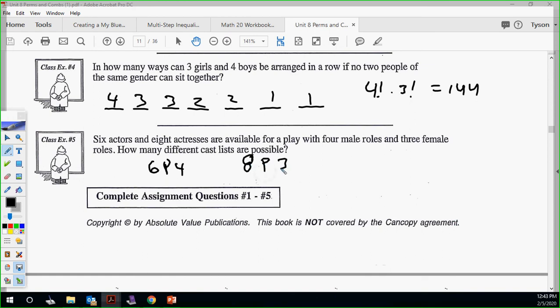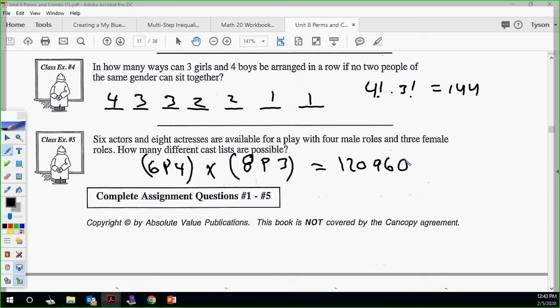Now, the ways of the actors and the ways of the actresses are going to be multiplied because there are different options. So I could have these 3 guys with these 2 girls, and then these 3 guys with these 2 girls. It's a multiplication of the possibilities of boys times the girls. So you multiply that for your total ways of having a different cast, and it gets you to 120,960. So there's 120,960 total different ways you could have a cast from that group of people. Okay.